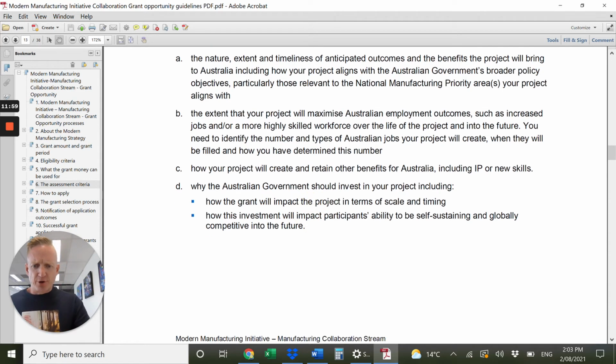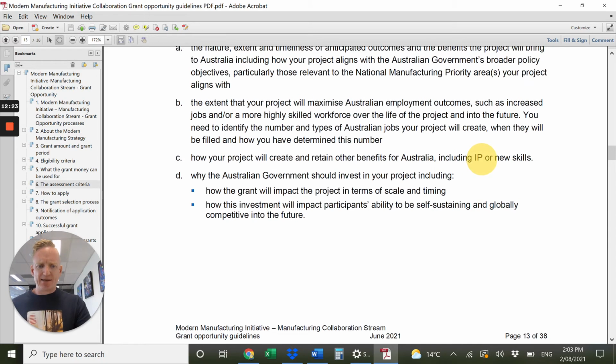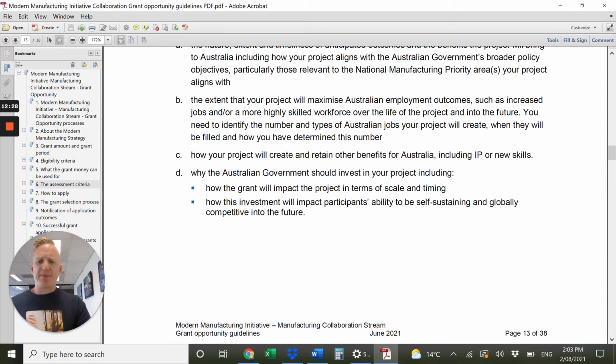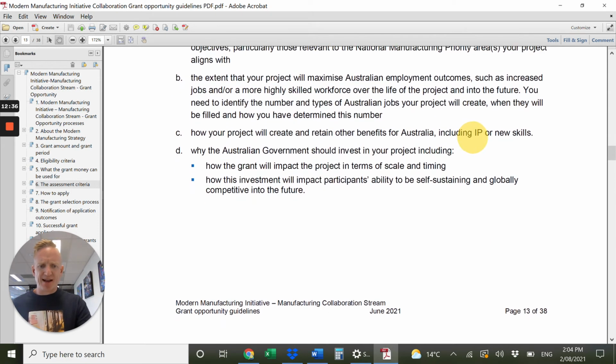How your project will create and retain other benefits for Australia, including IP or new skills. So generally for export, it's around having a product that the rest of the world can't produce, or having some metric or some manner that other countries can't replicate what it is that we're doing. So try to touch on IP, whether that's in patents or any other measure. So maybe the access to machinery. So talk about access to machinery, any patents, trademarks, anything else that can protect your product.